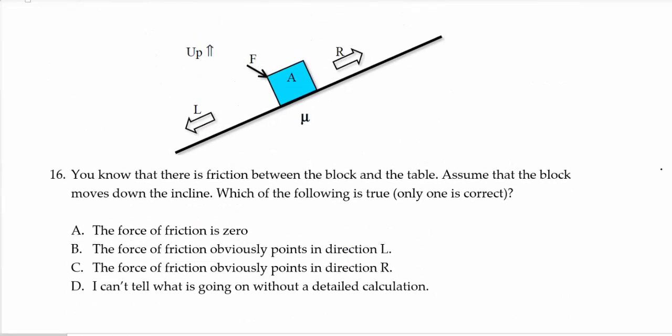The next question, there are many more of these. You know there is friction between the block and the table. Assume that the block moves down the inclined plane. If the block moves down the inclined plane, in what direction is friction? Up. And what kind of friction? Kinetic. The friction force is zero, not true. The friction force obviously points in the direction L. Not true. The friction force obviously points in the direction R.